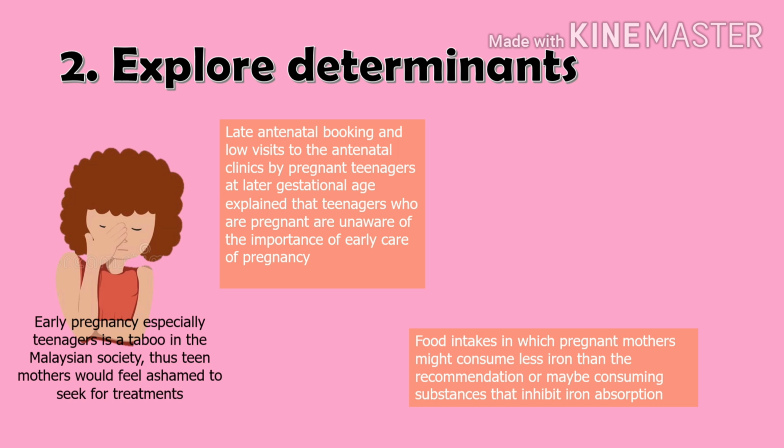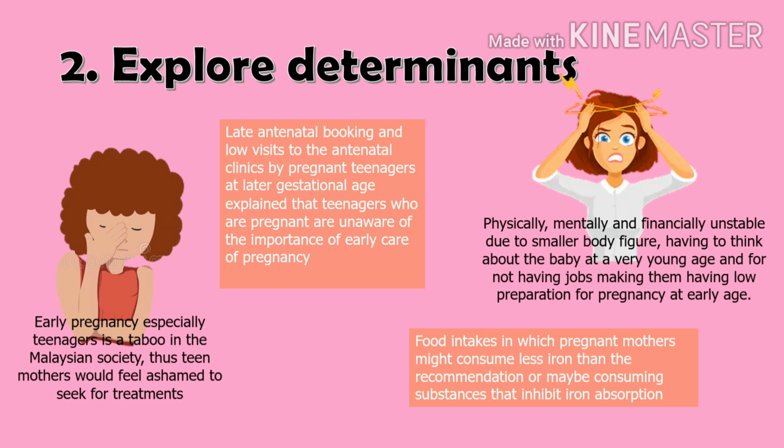The third determinant is food intake, in which pregnant mothers might consume less iron than recommended, or might be consuming substances that inhibit iron absorption excessively, such as calcium. And lastly, the reason that anemic pregnancy occurs among teenagers is that they are physically, mentally, and financially unstable due to a smaller body figure, having to think about the baby at a very young age, and not having jobs, making them have low preparation for pregnancy at an early age.